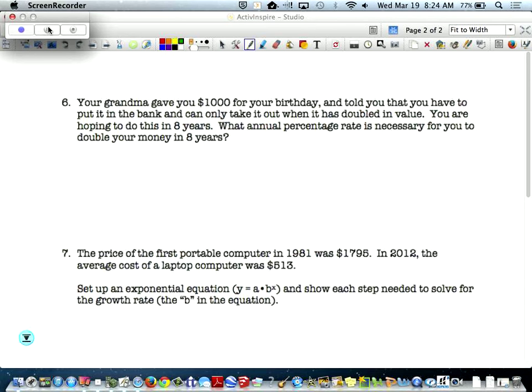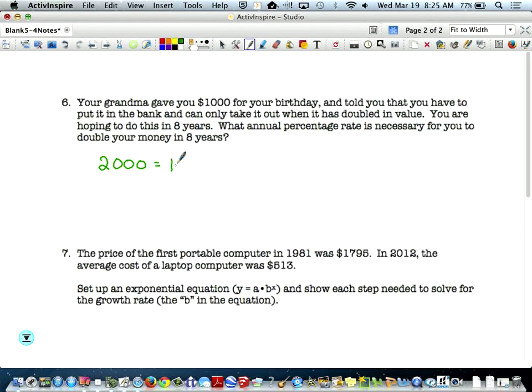So how are we gonna do this? If my money doubles in 8 years, what's it gonna have to get to? 2,000. Kind of a weird thing in this problem is that they haven't told us how we're getting paid the interest, right? Is it continuous? Is it annually? Did it say annually? Yeah. What annual percentage rate. Oh, there you go. Thank you. I guess it does.